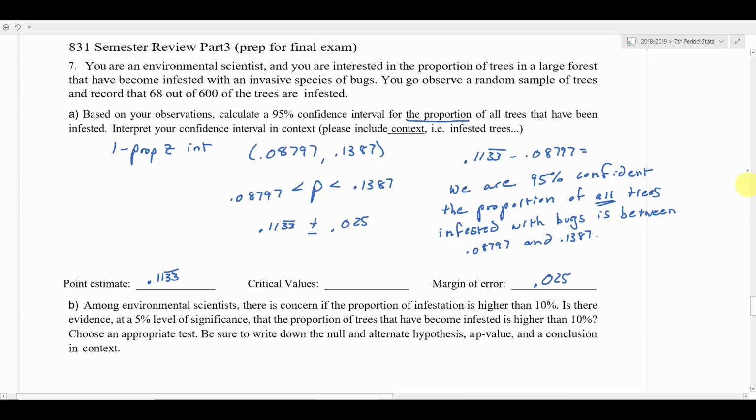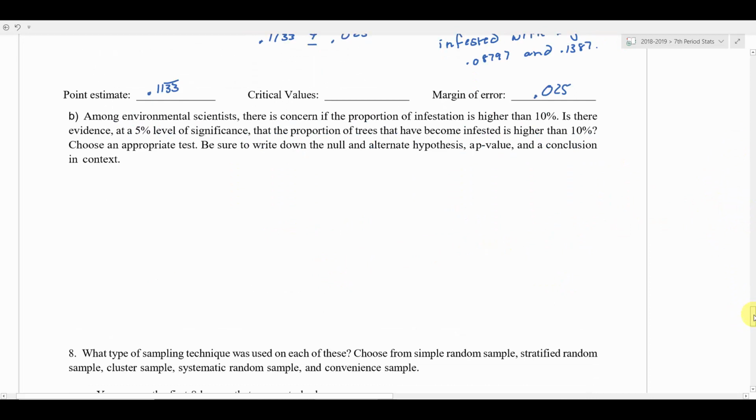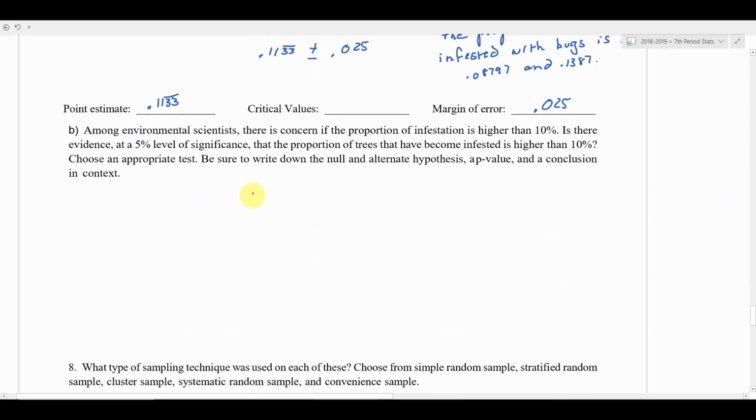All right, let's go to the next problem. It says among environmental scientists, there is concern if the proportion of infestation is higher than 10%. Is there evidence at a 5% level of significance that the proportion of trees that have become infested is actually higher than 10%? So there's concern about this.